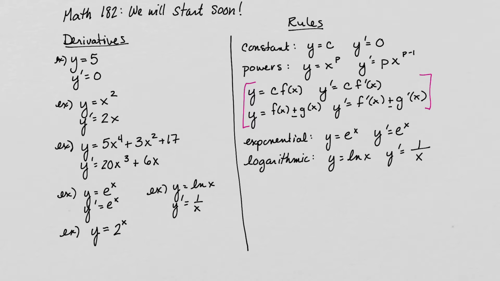But okay, so let's see. So 2 to the x ln of 2, right? Or ln of 2 to the x, exactly. So y prime equals 2 to the x ln 2. It acts a lot like e to the x, but since it's not e to the x, you have to tack on that natural log of 2. And so in general, if y equals a to the x, y prime is going to be a to the x natural log of a.